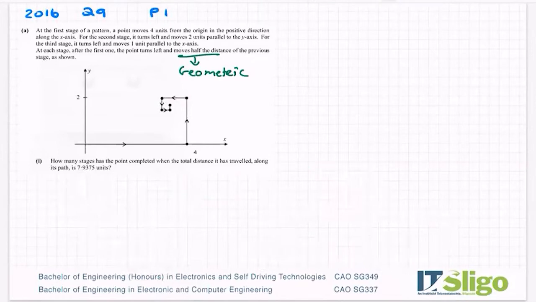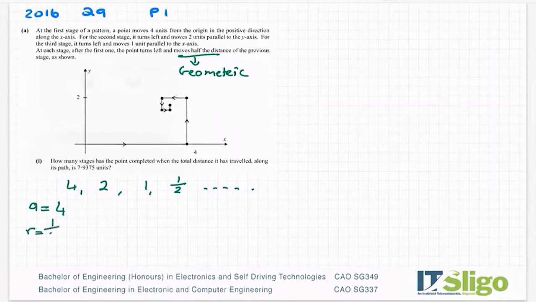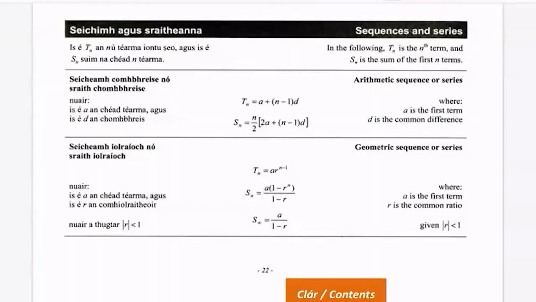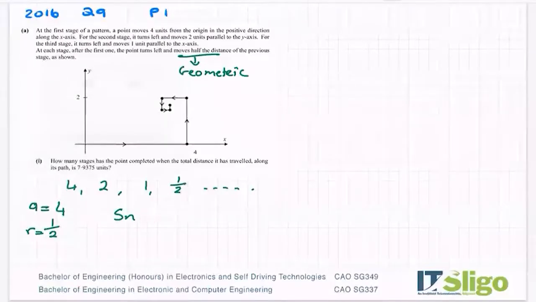Or you could use your knowledge of sequence and series, okay? So in any sequence and series question, you have to write out the sequence. So my first stage is I've moved 4. My second term, I've moved 2. My third term, 1. My fourth term, a half, and so on. And you only ever need the first couple of terms. We've established it's a geometric sequence. So therefore, my first term is 4, okay? And my common ratio, well, I'm dividing by 2 every time. Okay, and your Sn formula then, it's this one that I'm taking from the log tables: a times 1 minus r to the power of n over 1 minus r.